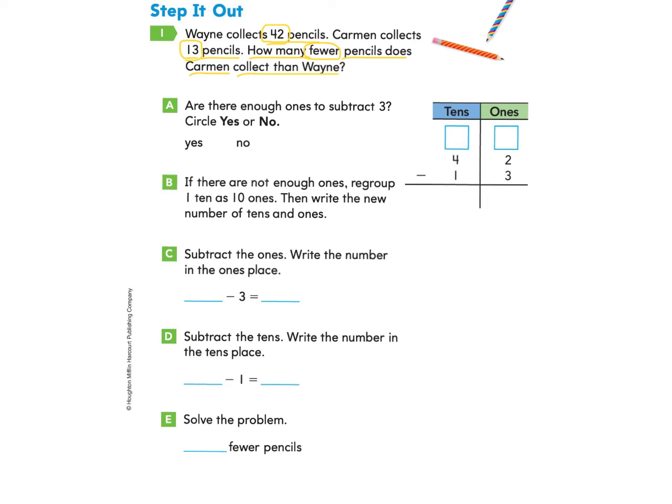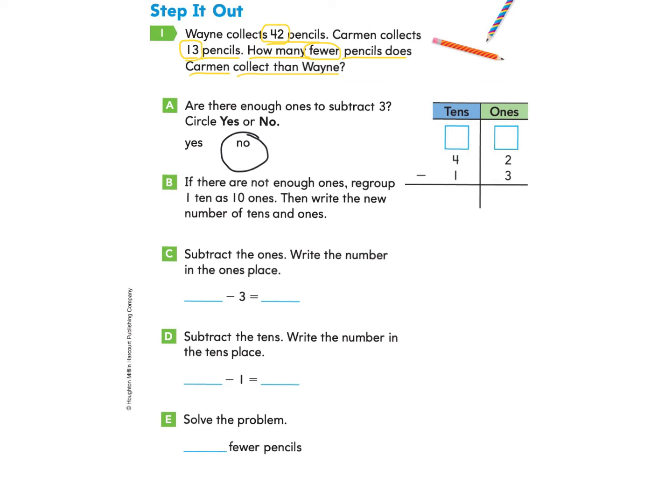Circle yes or no. So here we have Wayne's pencils, which is 42, and then we have Carmen's pencils, which we're taking away because our goal is to find out how many fewer pencils Carmen collects than Wayne. So now we're looking at the ones column right here, and we have 2 and 3. So are there enough ones to subtract 3? No, there are not enough ones to subtract 3 because we only have 2. Now let's look at part B.